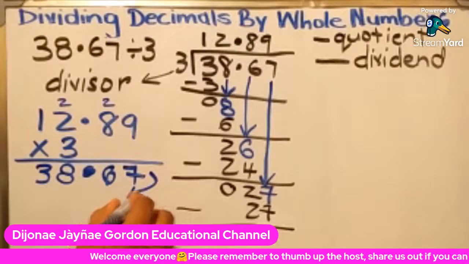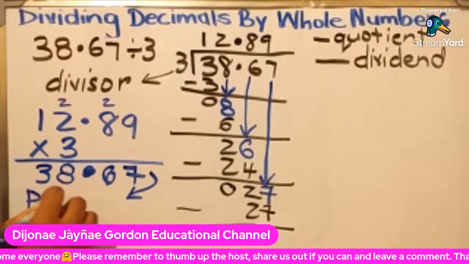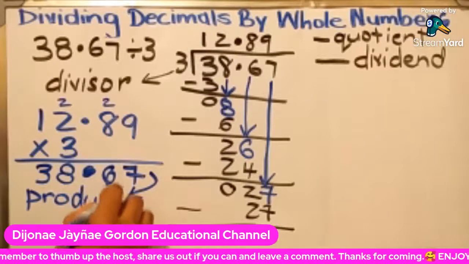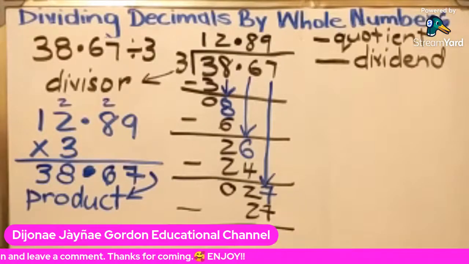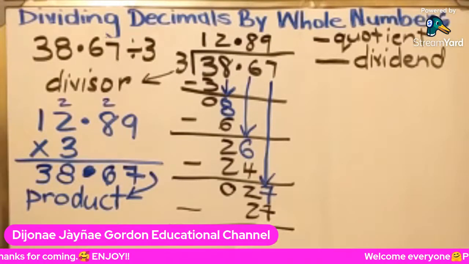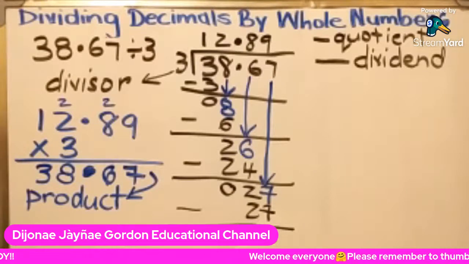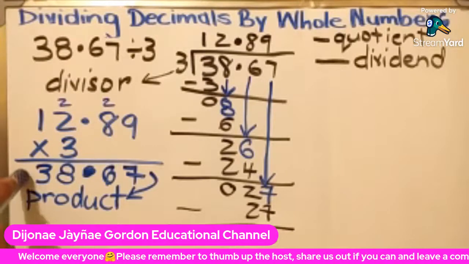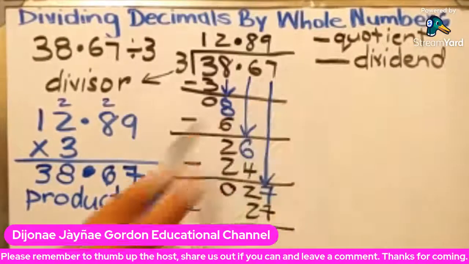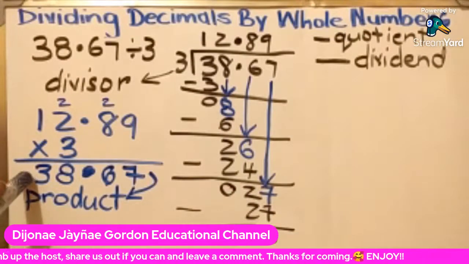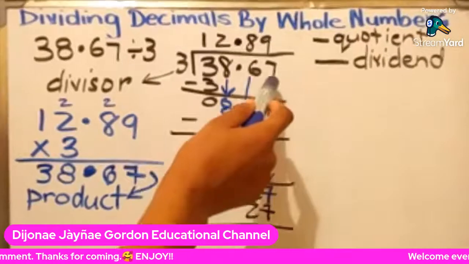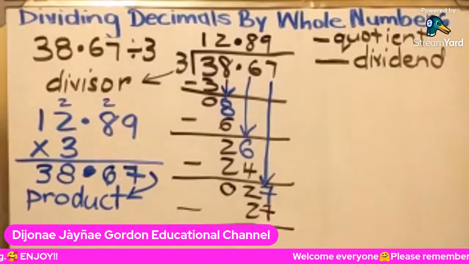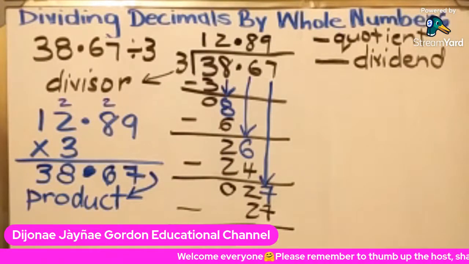Of course, this answer that you just got is known as your product. When you work a multiplication problem, your answer is known as your product. And when you work a division problem, your answer is known as your quotient. All right, so this is what the problem looks like after finishing all the working. So let's do a check now to see if our product is the same thing as our dividend. All right, so for our product, we got 38.67, and of course, our dividend is 38.67. So this is telling us that our quotient is correct.